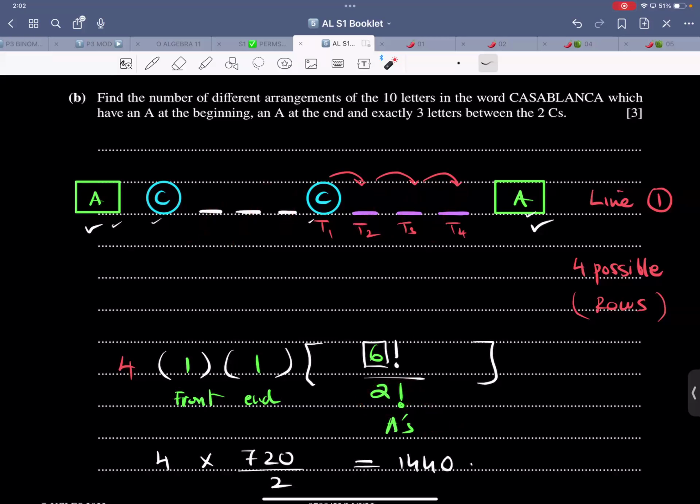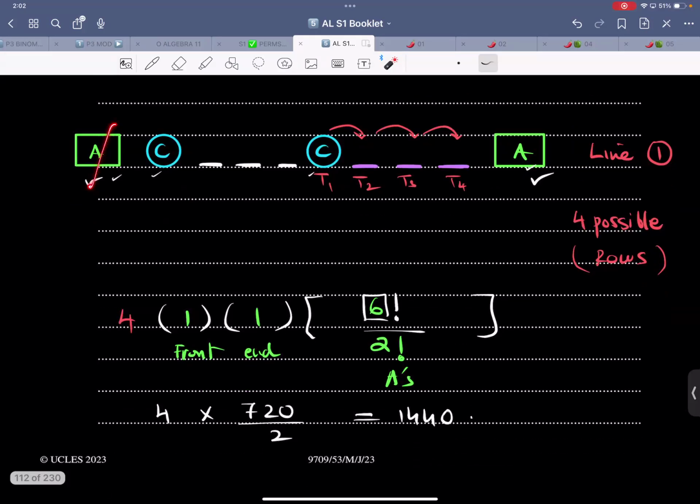Is this clear? Listen to it once again. A at the front, A at the end, C, then 3 spaces, then C, and then the remaining spaces. This C is also 1, this is also 1, this is also 1, this is also 1. So 6 are left. So this 6 is for that. Since 2 A's are used, 2 A's are left, so 2 factorial is for that. This 1 and 1, and for C 1 and 1, so no use of writing it. This 4 is for the 4 rows.